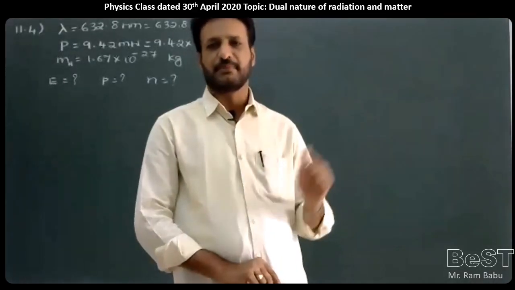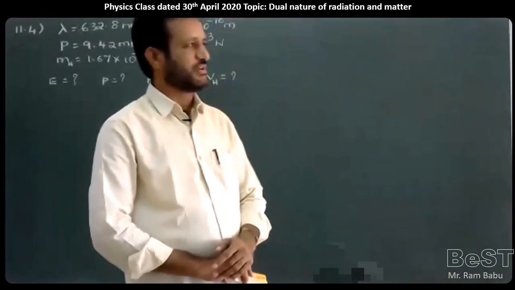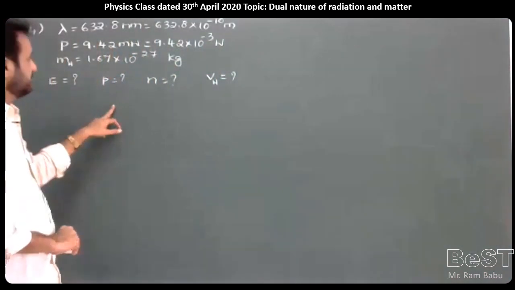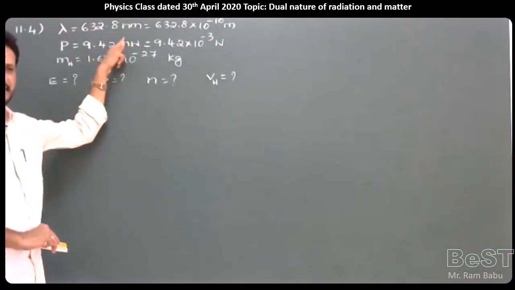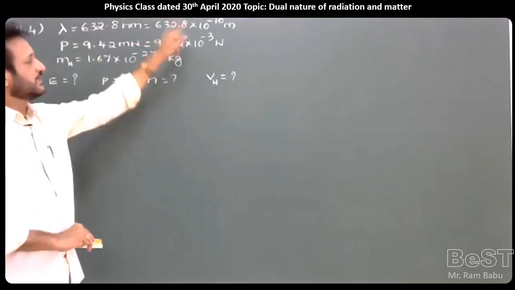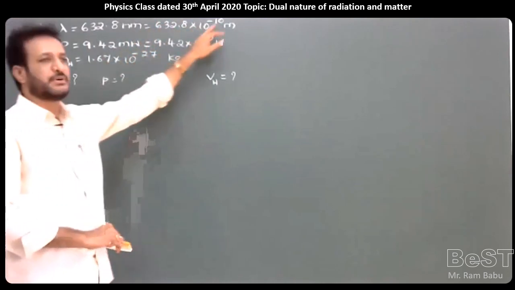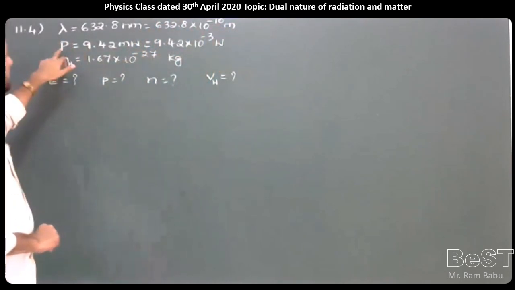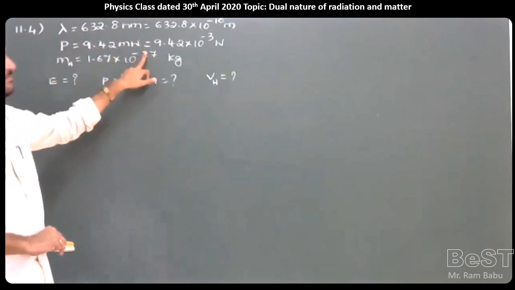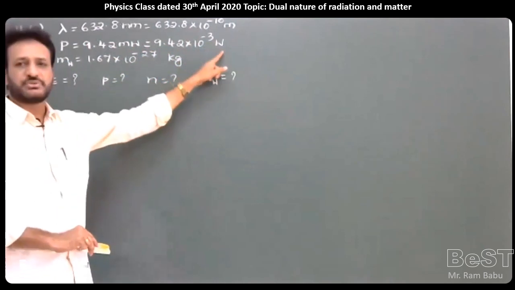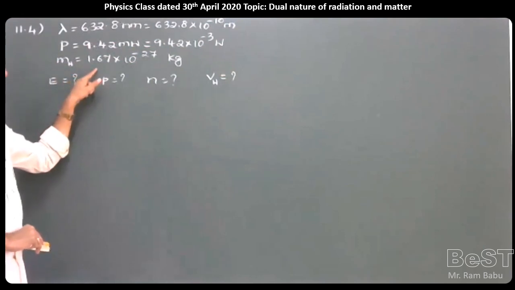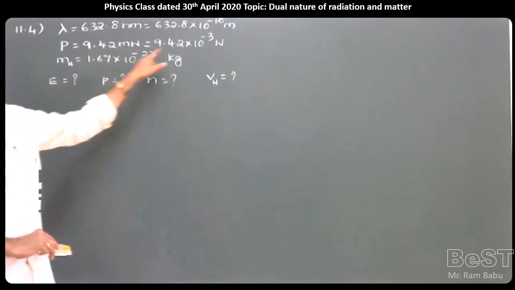We'll start the fourth problem, B question onwards. Already in the previous class you have noted down, I think, the data 11.4 problem. Check the question. Wavelength given in the previous question, lambda is equal to 632.8 nanometer. If you convert into meter, 632.8 into 10 power minus 10 meter. Next, power given, helium neon laser 9.42 milliwatt. Milli be converted into watt, 9.42 into 10 power minus 3 watt. And the mass of hydrogen atom or proton given 1.67 into 10 power minus 27 kg.